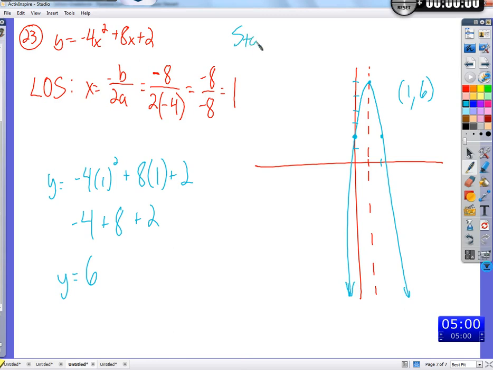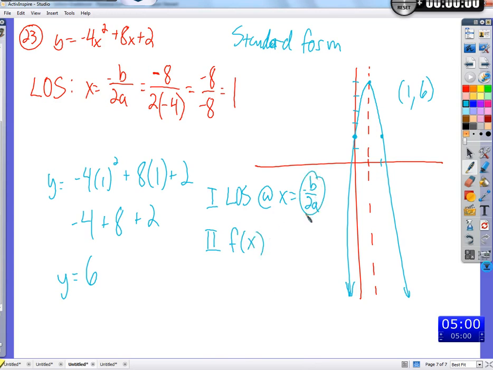So we have standard form. We want to find a line of symmetry at x equals negative b over 2a. And we want to plug that in. We plug that in for x into the function, and that's going to give us y. That's going to give us the vertex, x comma y. This is x, this is y, that's the vertex.